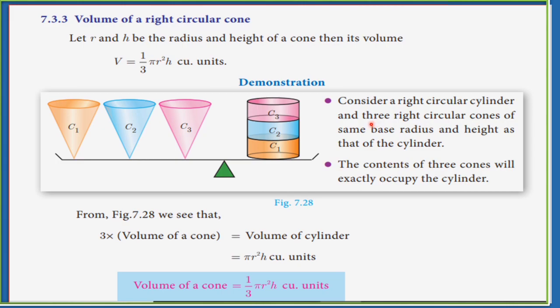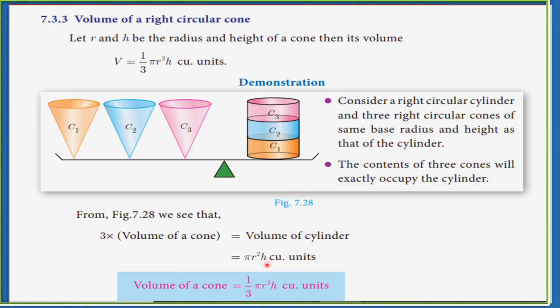Consider a right circular cylinder and three right circular cones of the same base radius and height as that of the cylinder. See this diagram. The contents of three cones will exactly occupy the cylinder. This demonstration is given in our book. From this, 3 into volume of a cone equals volume of cylinder.